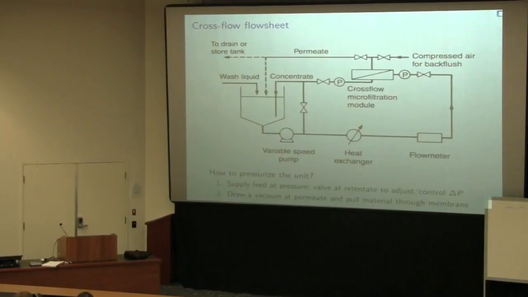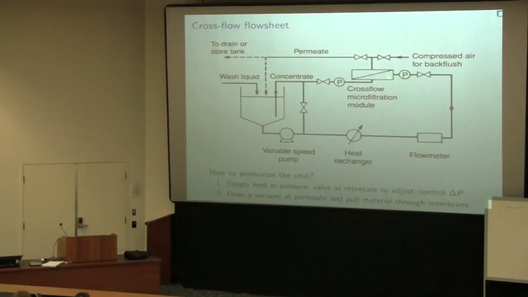It would be available for us in this vessel. We need a pump to transport it to the membrane. So here's the membrane over here. We pump. We're applying our pressure difference on the feed side in this flow sheet. That's basically the first option over here. We'll talk about the second option in a minute. We're providing our pressure at the feed. We may or may not heat it up to modify the viscosity. Flow meter for flow control, and then here are the valves to manipulate this pressure.